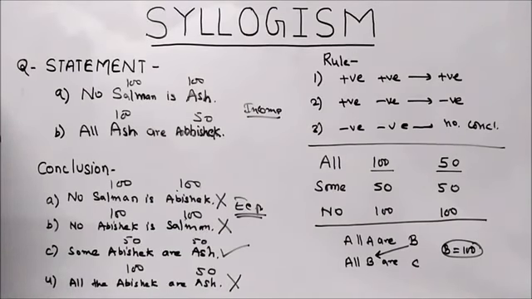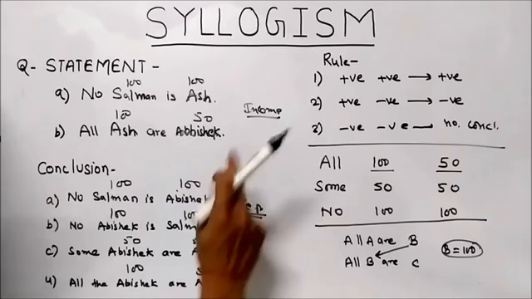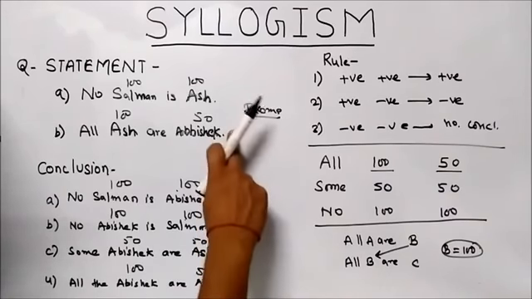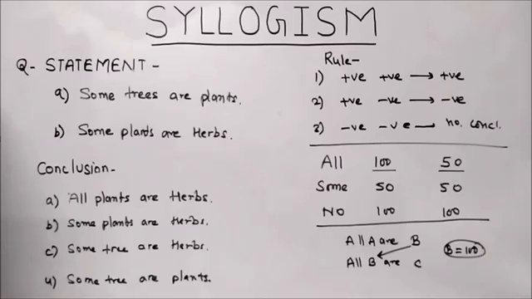And now check the nature of the statement and conclusion. Here, some Abhishek are Ash is positive. And for this positive conclusion, it is arrived at from only statement 2, All Ash are Abhishek. This statement is positive. When the statement is positive, the conclusion is also positive. Now we solve the third question.